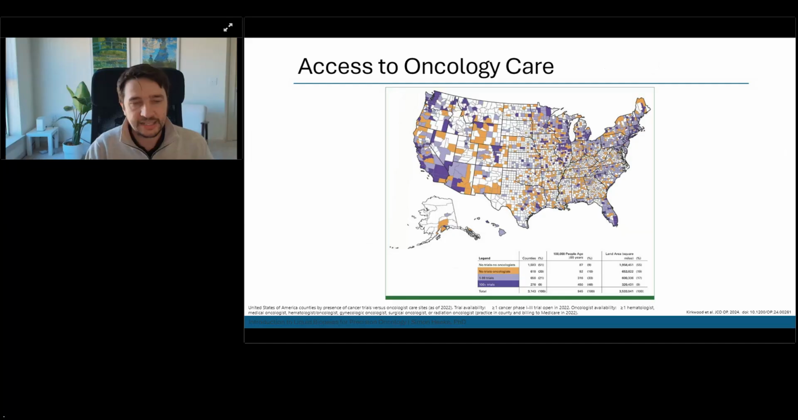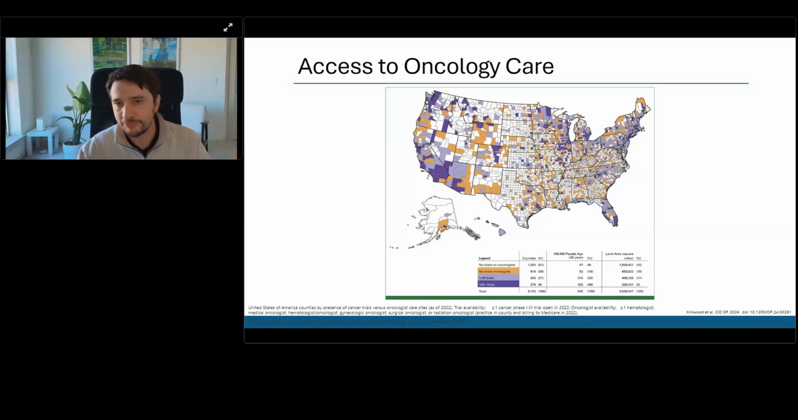When we think about access to oncology care, this is a very important study that came out last year, which highlights across the United States the access not only to oncology clinical trials, but also to oncologists. And what you can see is that there are really large parts within the United States where there are counties with no known oncologist present, really limiting access to care for the patients living in those places.